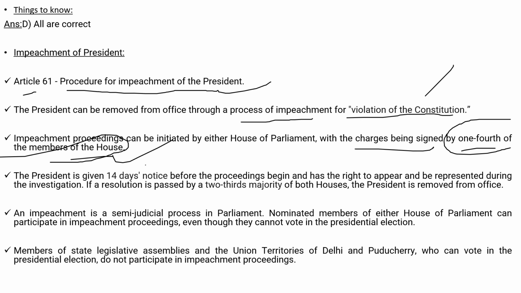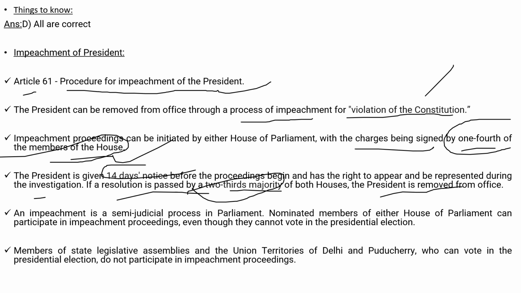The President is given 14 days' notice before the proceedings begin, and he has the right to appear and be represented during the investigation. If a resolution is passed by a 2/3 majority of both houses, the President is removed from office. So this resolution should be accepted by a 2/3 majority of both houses.